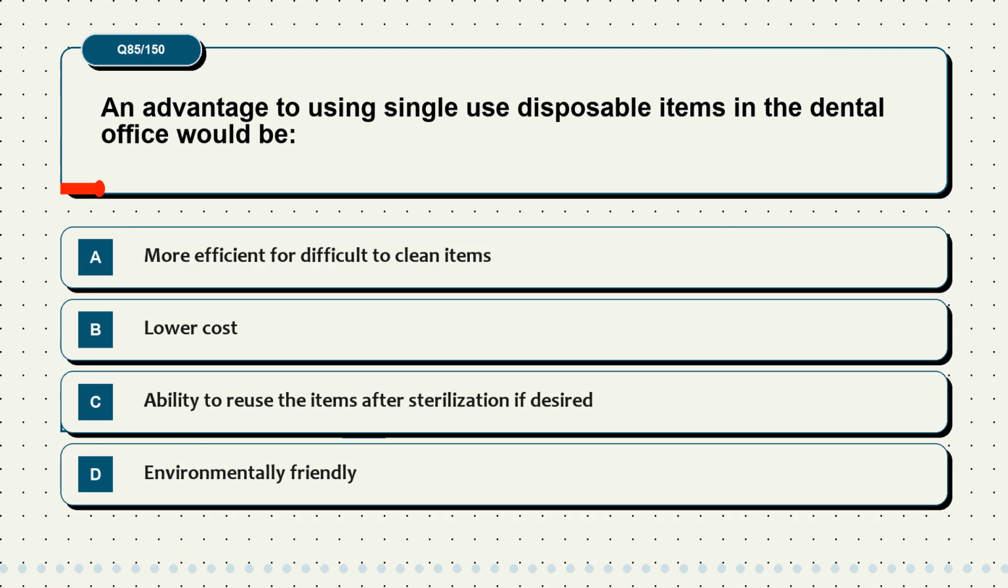Question 85. An advantage to using single-use disposable items in the dental office would be, here are the options. Option A. More efficient for difficult-to-clean items. Option B. Lower cost. Option C. Ability to reuse the items after sterilization if desired. Option D. Environmentally friendly.